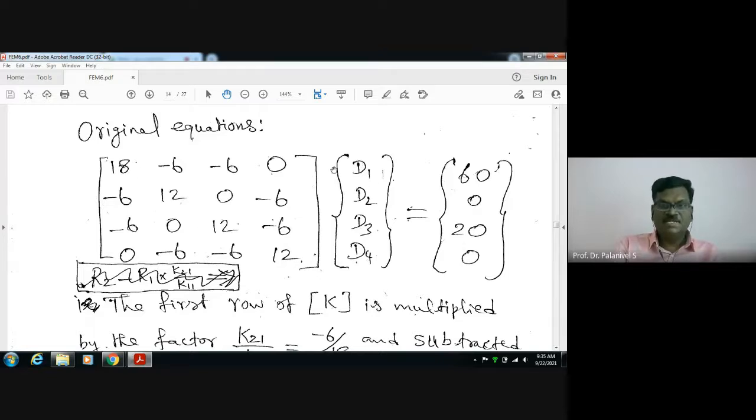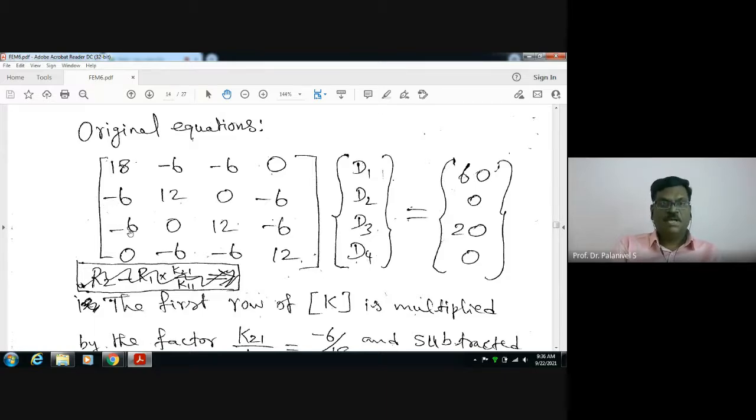So I have to eliminate this unknown D1 in the subsequent equation. It means I have to change this into 0. How do I do that? By carrying out some operation. In order to make this one 0, what am I going to do? I am going to multiply row 1 by a factor K21 divided by K11, and then subtract it from row 2, R2.